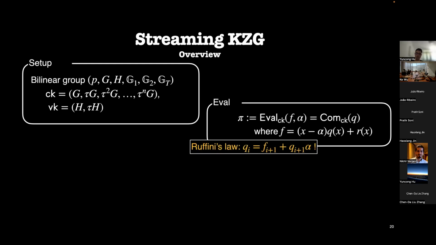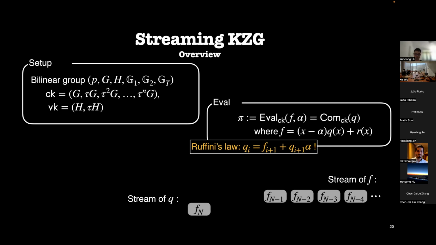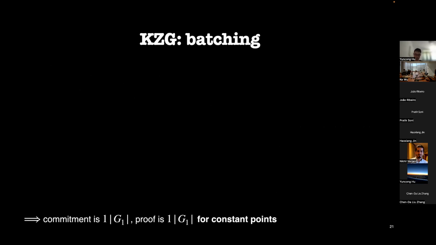So you just apply Rifen's law of recursivity and do a pen and pencil division, and you can easily find the coefficient of the quotient polynomial q. Then you just need to commit to this polynomial, and you can get the evaluation proof in a streaming way. Yeah, that's another reason why we like the streaming KZG. Why we like KZG, because it's streaming friendly.